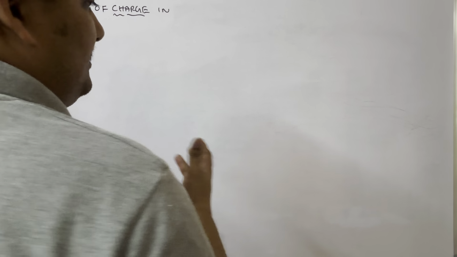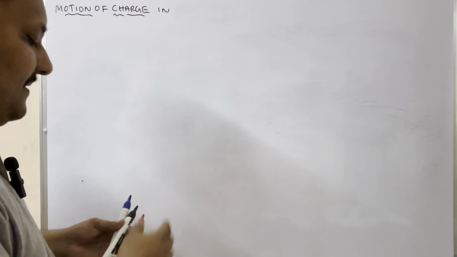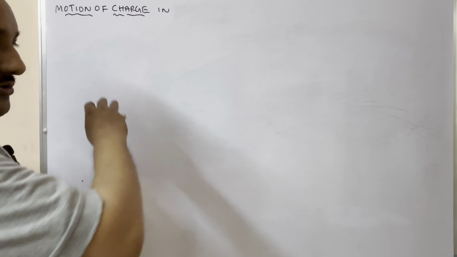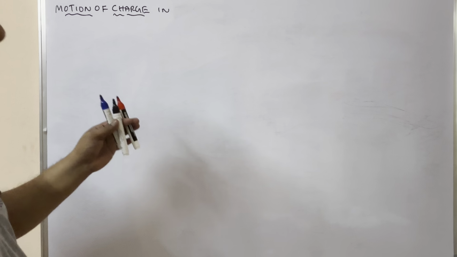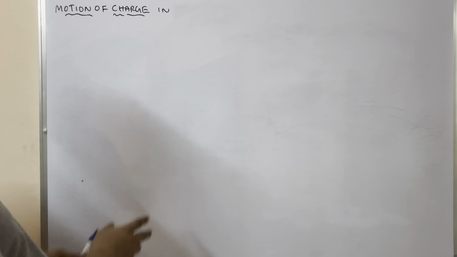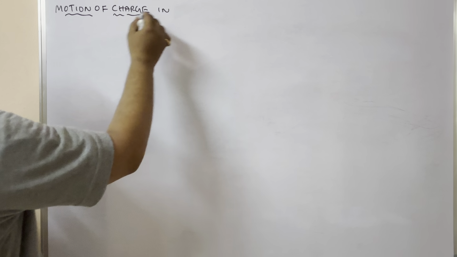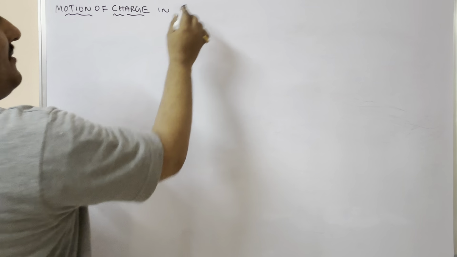So already we discussed in magnetic field, if it is perpendicular, it means circular path. Parallel means resultant force is 0, straight line path. Other than 90 degrees means helix, we discussed. Now, motion of charge in uniform electric field.